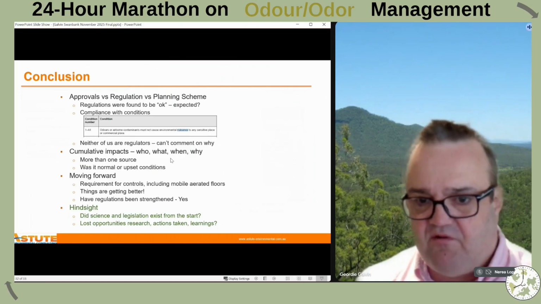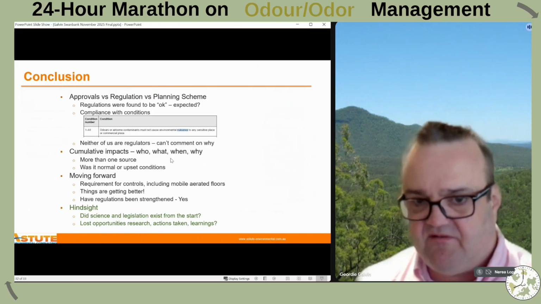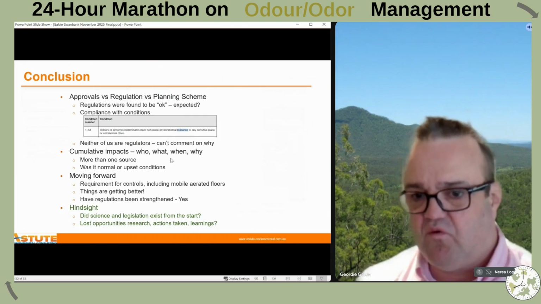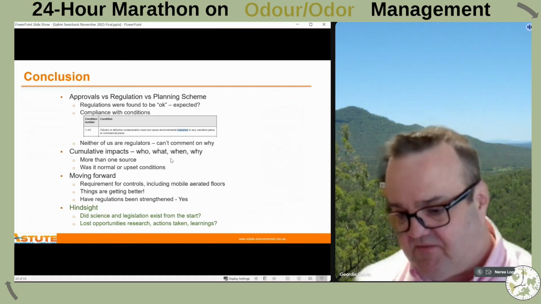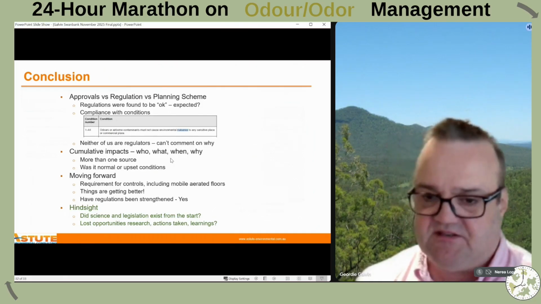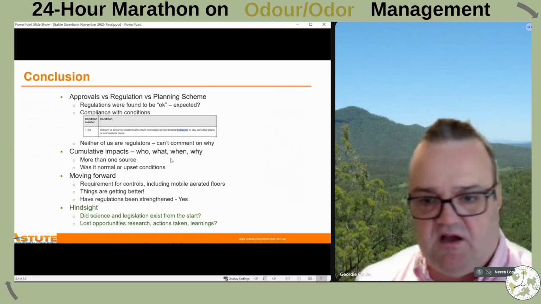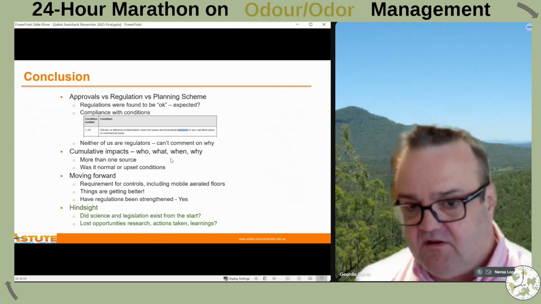There's a cumulative impacts of who, what, when, where, why, but as they move to control systems, that would be less of an issue. And certainly, as I've mentioned, they're moving forward. Mobile aerated floors, regulations have been strengthened, and something I haven't delved into here is that there were changes made to our state-based legislation based on Judge Jones and Susan Hedges' review, which has, I think, helped.